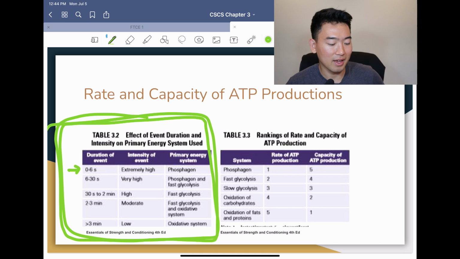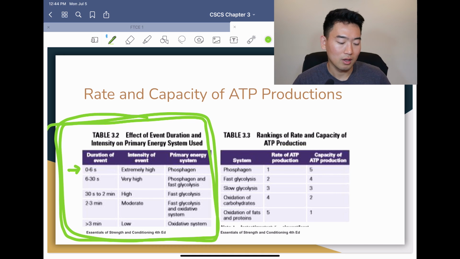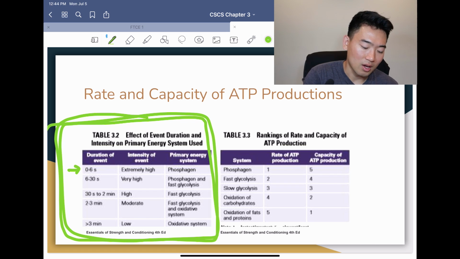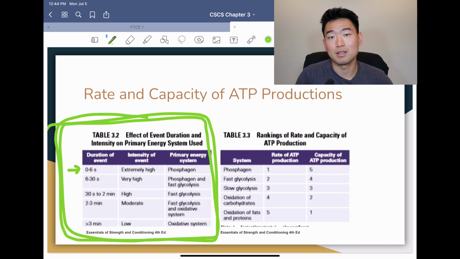Okay, so we're going to start with an athletic event that lasts 0 to 6 seconds. We're just going to say that in football, it's a running back making a play. Okay, that usually doesn't last that long unless he gets to extend the play a little more, but a typical run play, the intensity of this event is going to be extremely high. Okay, and we're going to rely heavily on our phosphagen system, which, if you remember, is the anaerobic system that we talked about, the very first one.